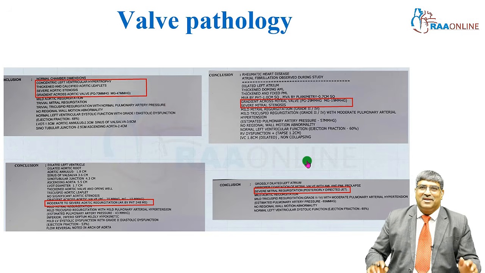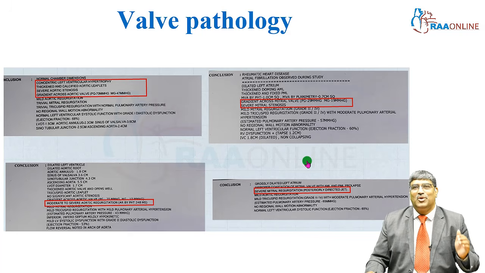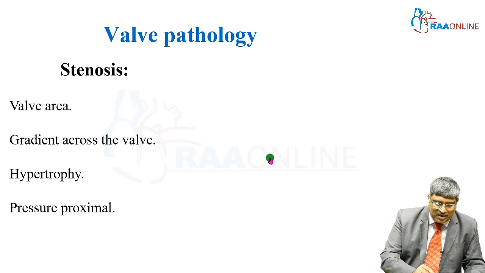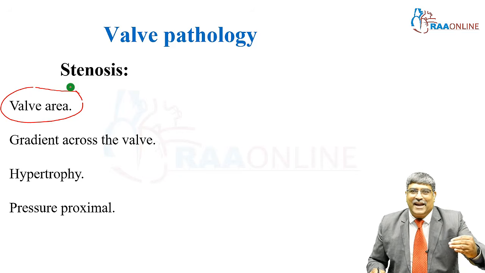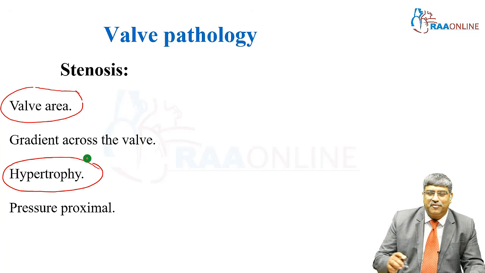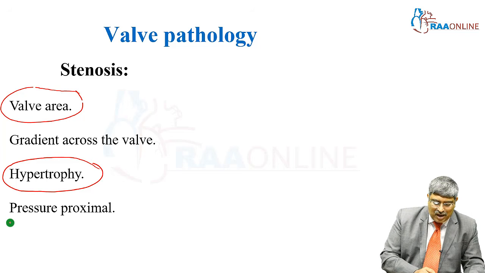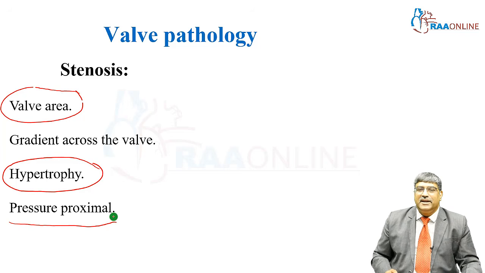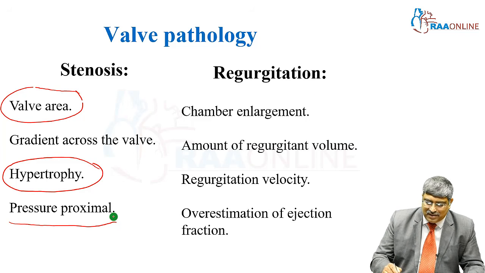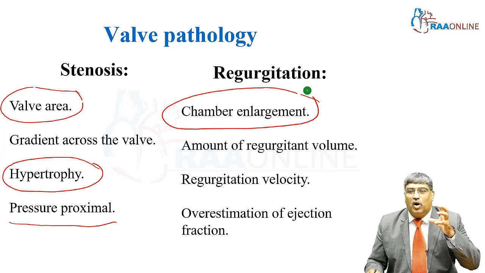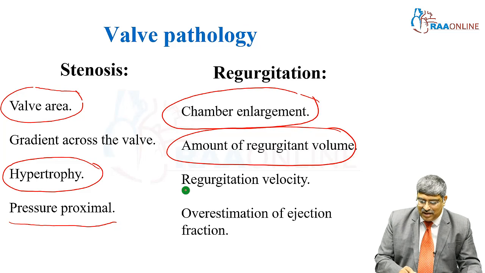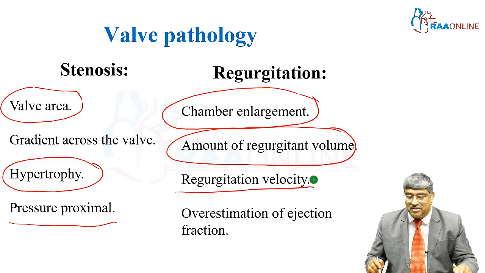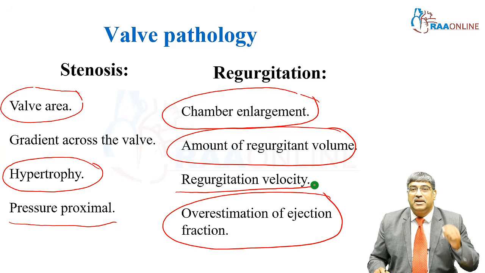Now coming to the final part of the echo report, where you look at the 4 major valves. When you have stenosis, you have to look at the valve area, what is the gradient across the valve, how much hypertrophy is caused due to stenosis, and what is the pressure in the chamber proximal to the stenosis. In case of regurgitation, you should look at the chamber enlargement, how much volume is regurgitated. You should look at the regurgitation velocity, and always understand that whenever there is regurgitation, there is overestimation of ejection fraction.